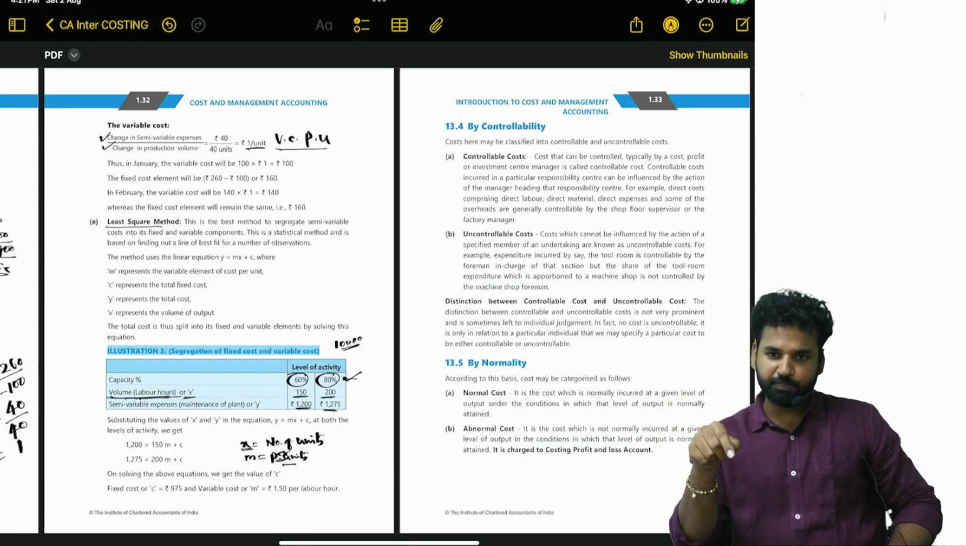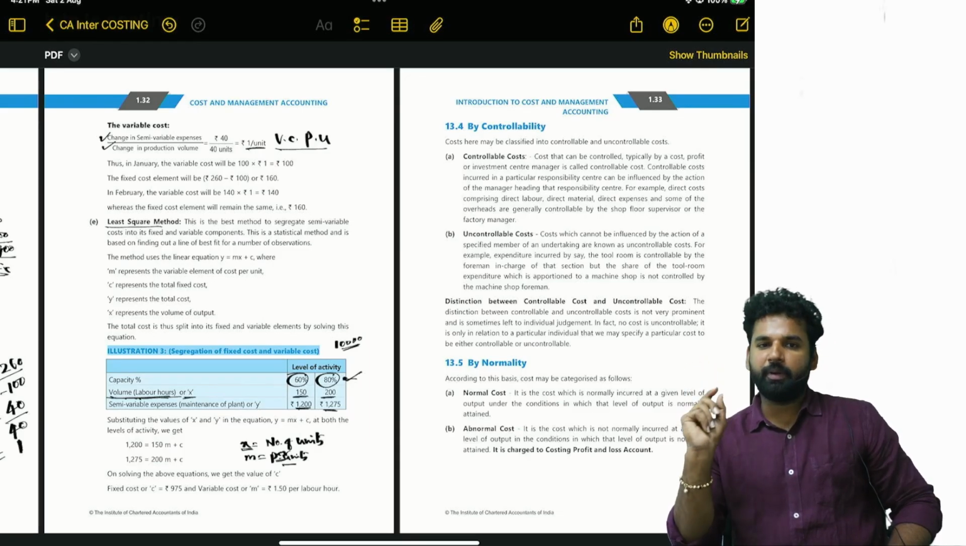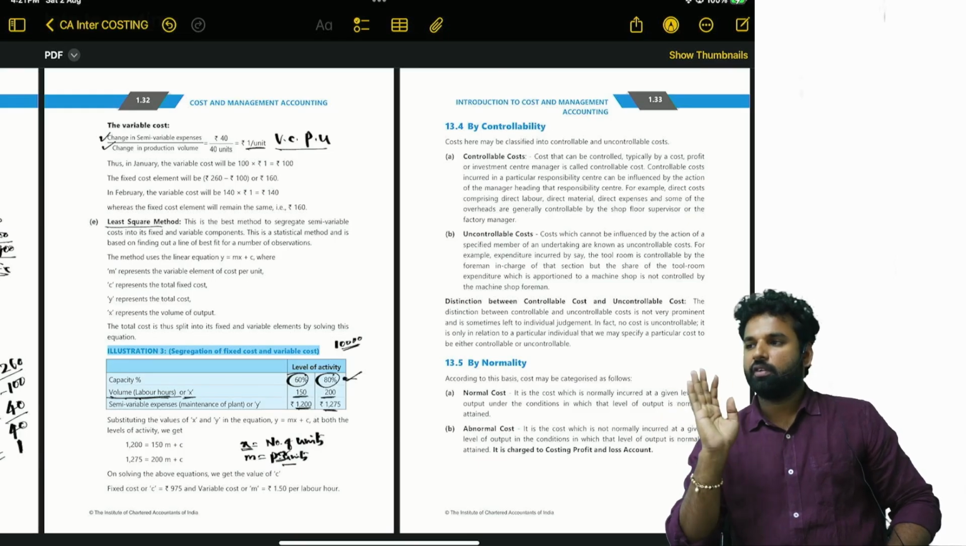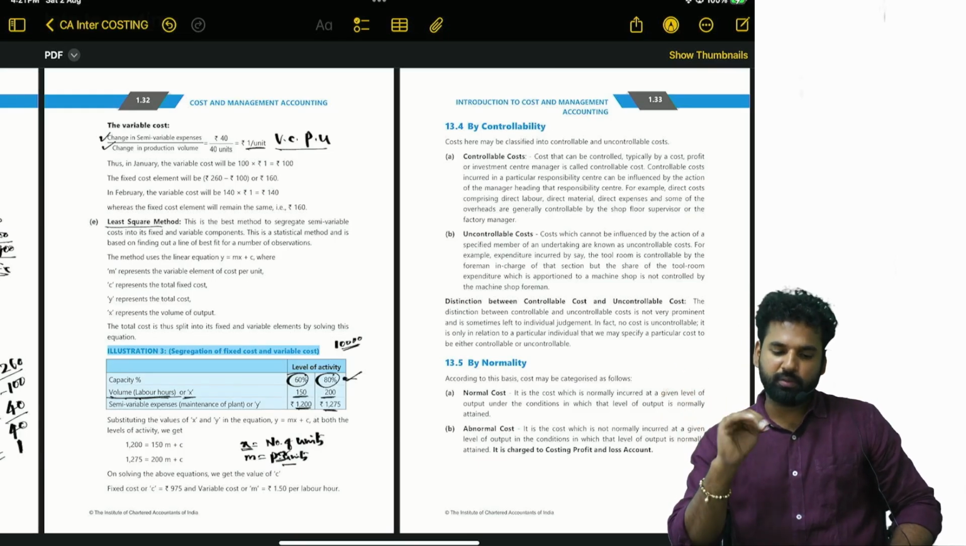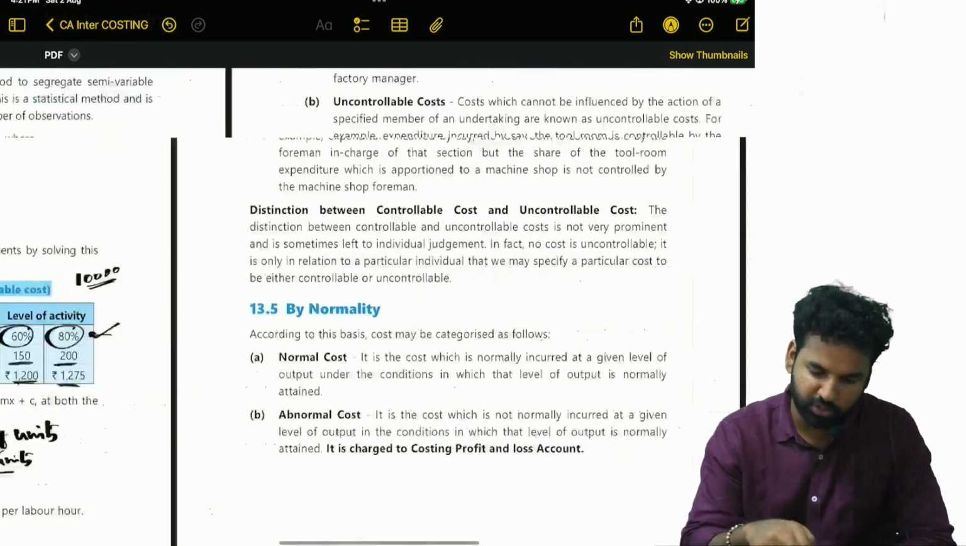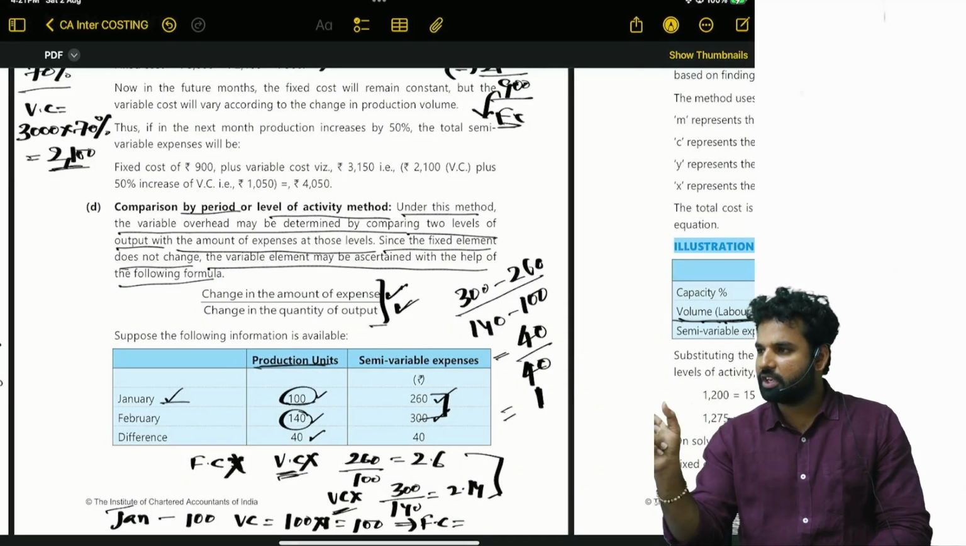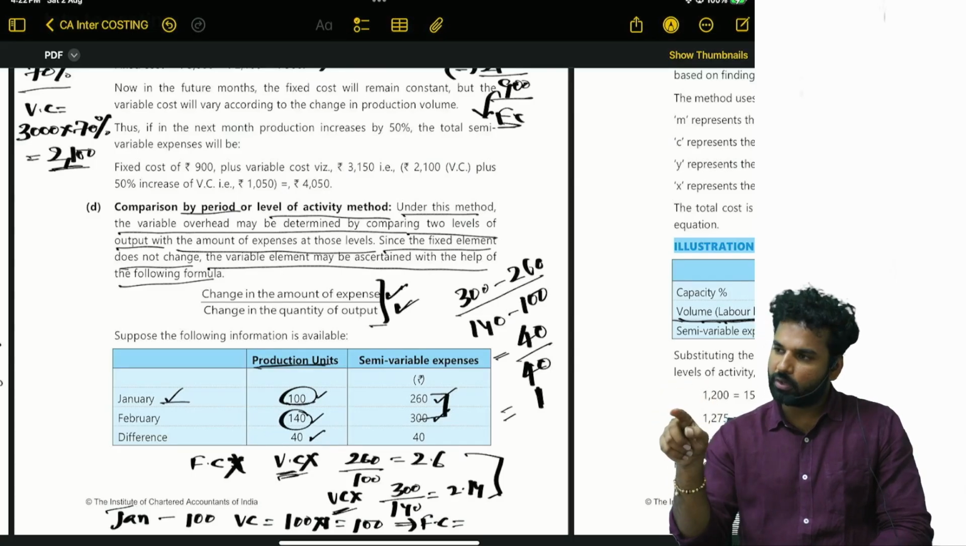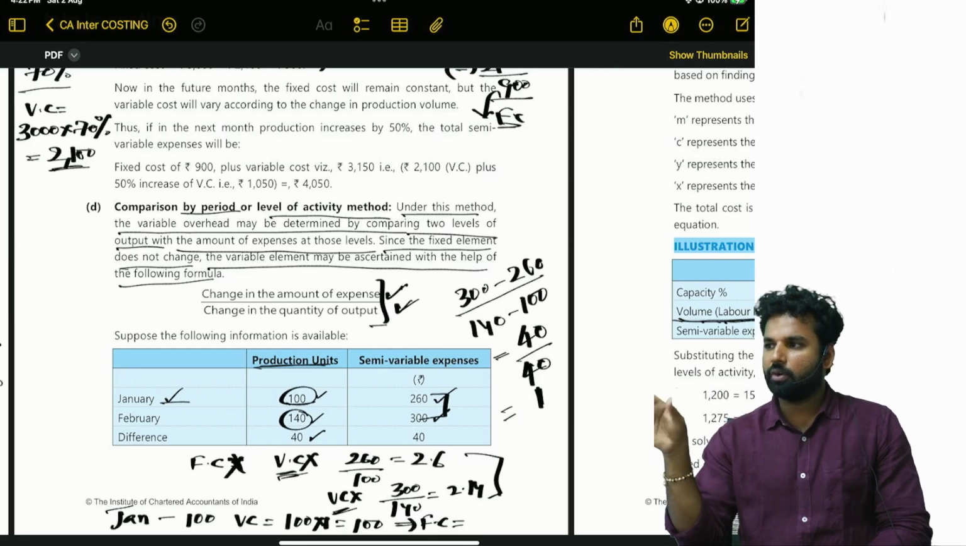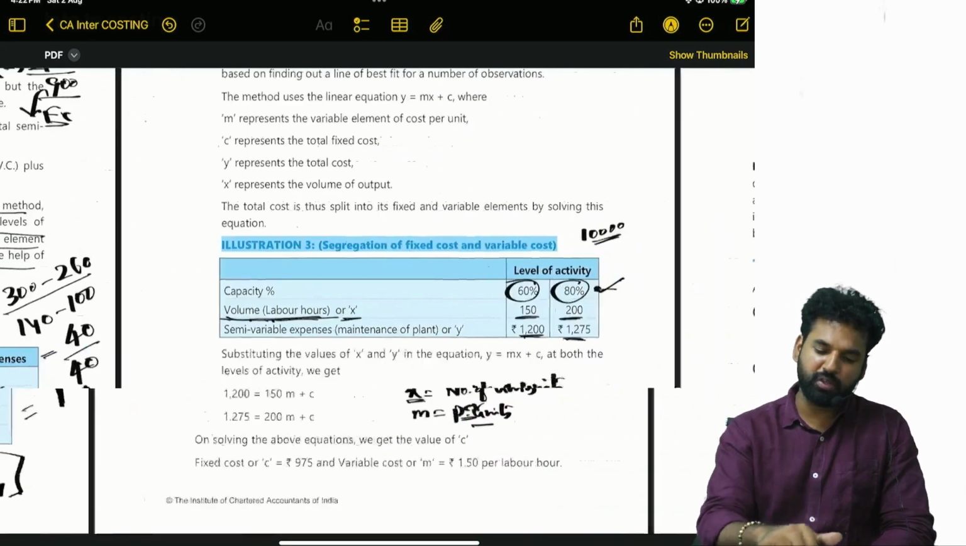Next, the analytical method. In this method, experts' opinion will be taken, so the degree of variability will be suggested. Based on that, you will fix the variable cost. Next, comparison by period. There is a formula: change in the amount of cost divided by change in production units. Then the per unit variable cost will be found, so the total variable cost will be found, and then the fixed cost.